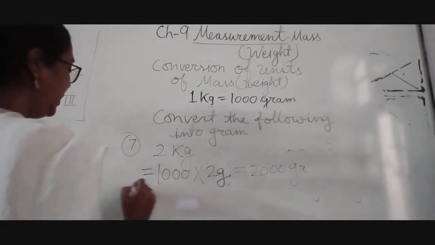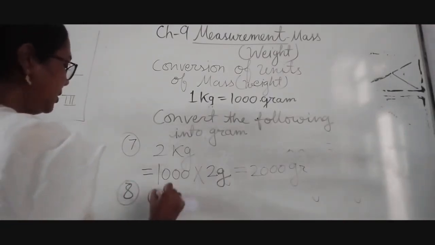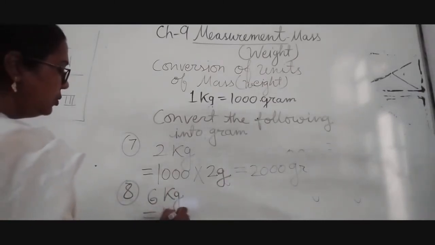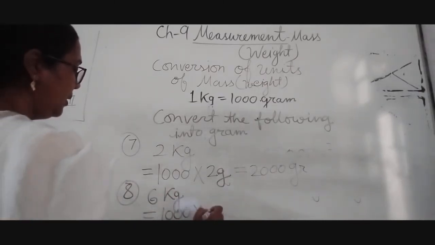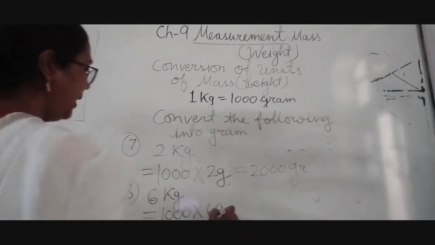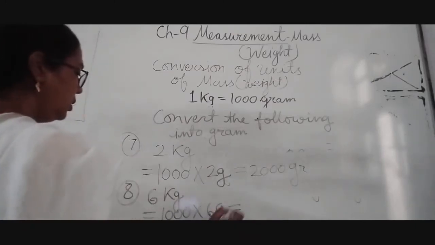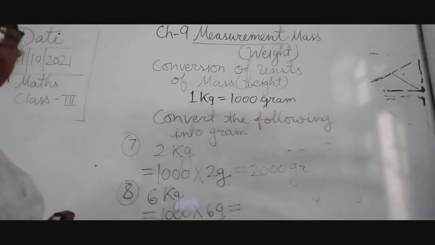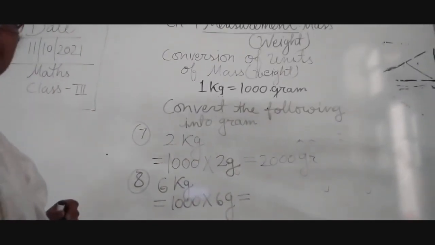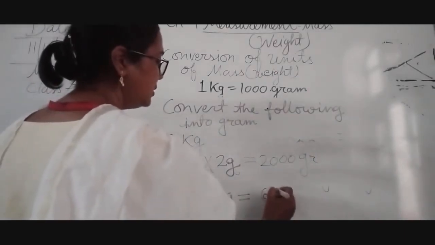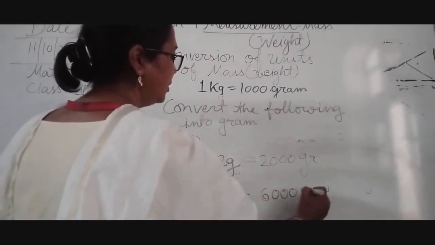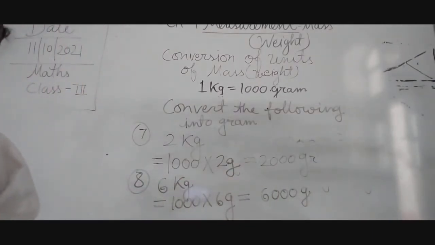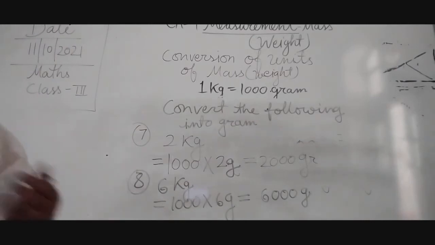Now here children, again it is given 6 kg. 8 number is 6 kg. So here we will multiply 6 by 1000 grams. When we multiply it, what we will get? We will get 6000 gram, children. This is the answer of number 8. So children, complete it.